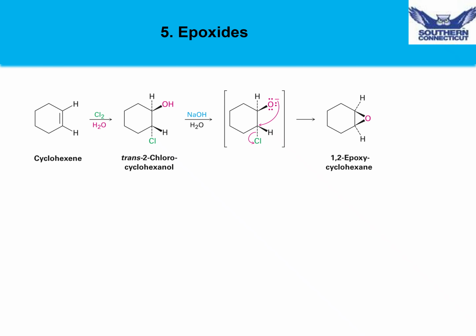Here's another example of using a trans halohydrin to make epoxides. Starting with cyclohexene and adding Cl2 and water, we can make a trans halohydrin, followed by base, sodium hydroxide. It will remove the hydrogen on the alcohol, making an alkoxide, which is a much better nucleophile than the alcohol. The alkoxide will then attack the carbon with the leaving group to form the epoxide.